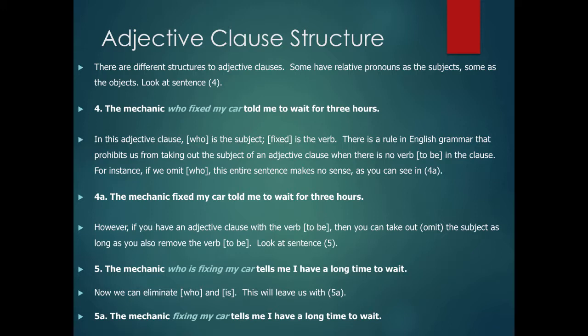However, if you have an adjective clause with the verb to be, then you can take out or omit the subject as long as you remove the verb to be, and you would get sentence 5. The mechanic who is fixing my car tells me I have a long time to wait. Now we can eliminate who and is. This will leave us with 5a. The mechanic fixing my car tells me I have a long time to wait.